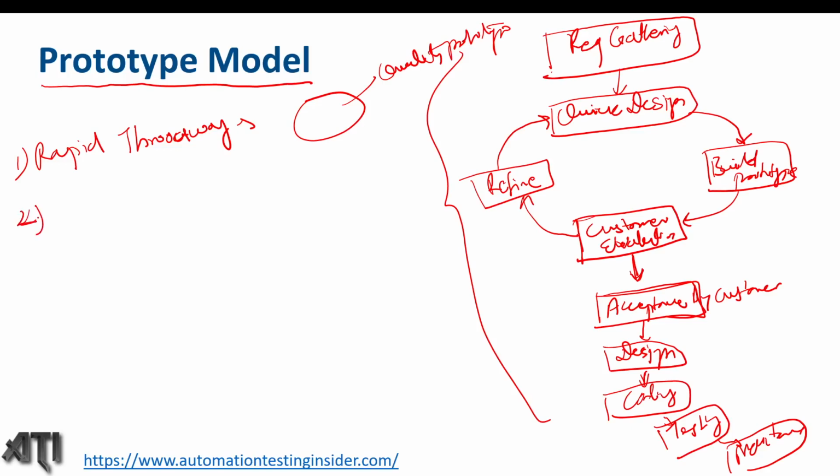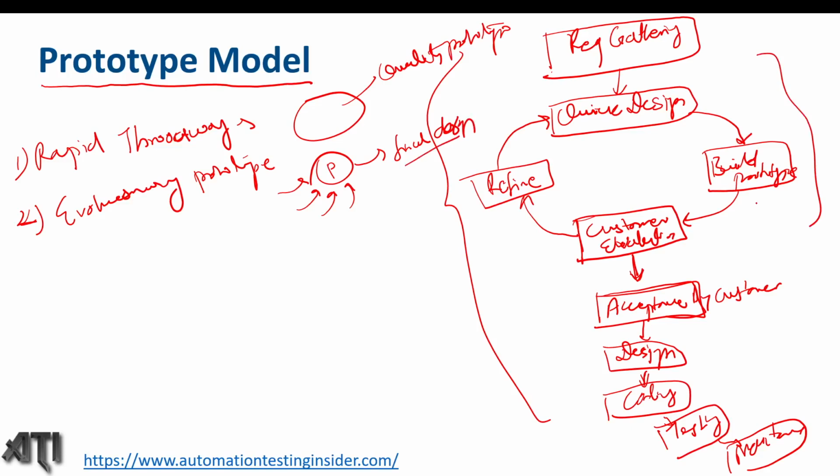Second is evolutionary prototype. So what happens in this evolutionary prototype? Here we create a prototype initially, and based on the reviews or feedback from the customer, we keep adding changes to that particular prototype, and later on we go for the final design. Like we have seen the typical workflow, or you can say the stages. So based on continuous feedback from the customer, we create our prototype and then we go for the final design. So this is evolutionary prototype.